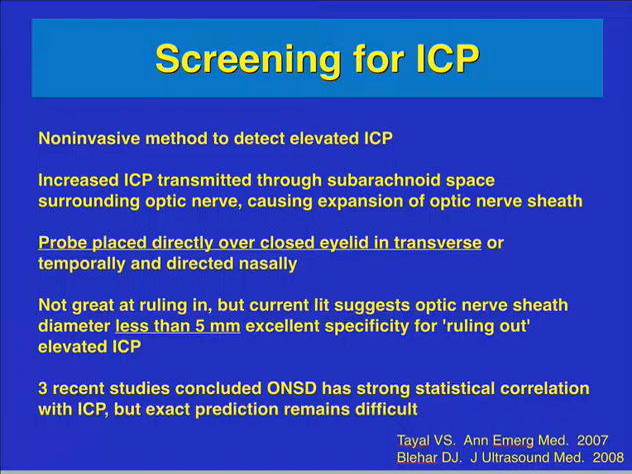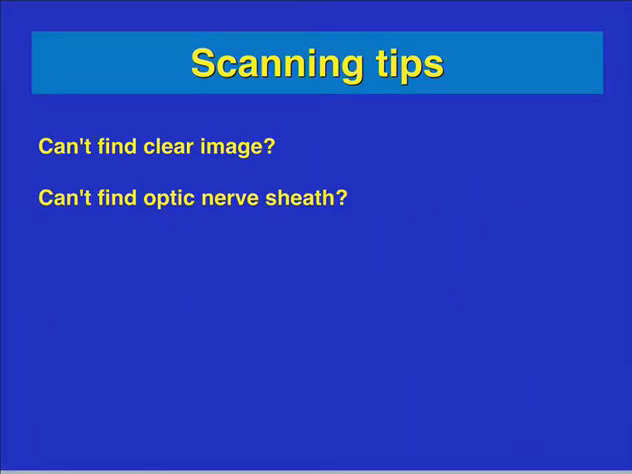It's not great for ruling in, but current literature suggests that an optic nerve sheath less than 5 millimeters has excellent specificity for ruling out elevated ICP. Three recent studies have concluded optic nerve sheath diameter has strong statistical correlation with ICP, but the exact prediction remains difficult. For instance, if the optic nerve sheath is 8 millimeters, that doesn't mean that the ICP is 20 or something. Remember, if you can't find a clear image, sometimes you just need to put a little bit more jelly on. If you can't find the optic nerve sheath, it's probably not enlarged.